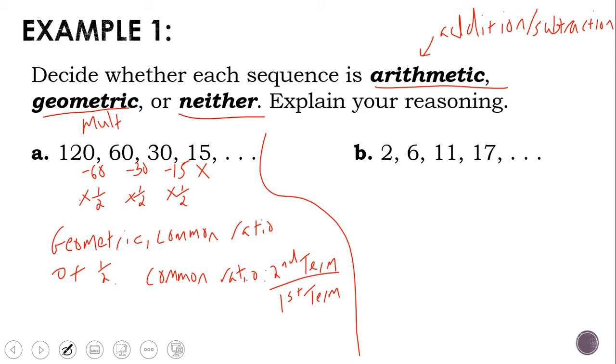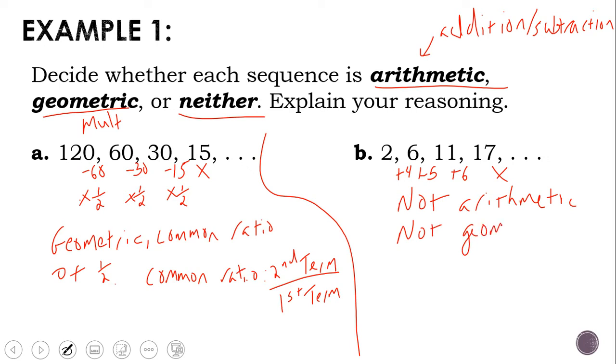If we look at example B here, if we think arithmetic, we're adding 4, then adding 5, then adding 6. So we're not adding by a constant amount each time, so it's not arithmetic. It's also not geometric because 6 divided by 2 is 3. And if I multiply 6 times 3, I should get 18 as my third term, which I don't. So it's not geometric because there's no common ratio. So this one is neither.